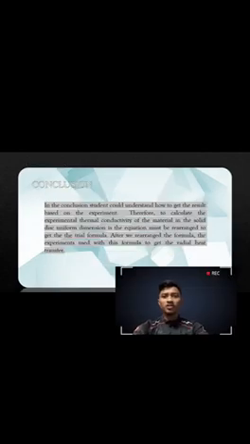For the conclusion, students could understand how to get the result based on the experiment. Therefore, to calculate the experimental thermal conductivity of the material in the solid of uniform dimension, the equation must be rearranged to get the trial formula. After we rearrange the formula, the experiment used this formula to get the radial heat transfer.